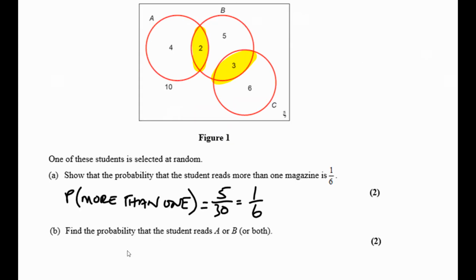Okay, so B, find the probability that the student reads A or B or both. Right, so the phrasing there should be familiar. A or B or both is A union B. And in that case, we're looking for anything contained within set A or set B. And that does include things that are in both A and B. So how many are we looking at? 14 out of the 30, which cancels down to 7/15.